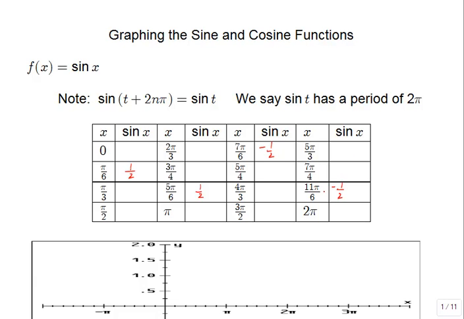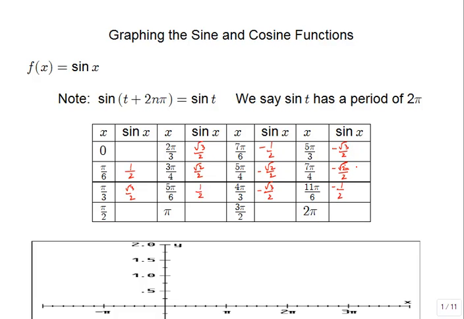Then for pi over 3 angles, remember pi over 3 was square root of 3 over 2, so this will be root 3 over 2, root 3 over 2. This one down here will be root 3 over 2, but it's negative because it's in quadrant 3, and this will be a negative root 3 over 2 as well. Pi over 4 angles were square root of 2 over 2. The quadrant 3 will be negative, and the quadrant 4 will be negative.